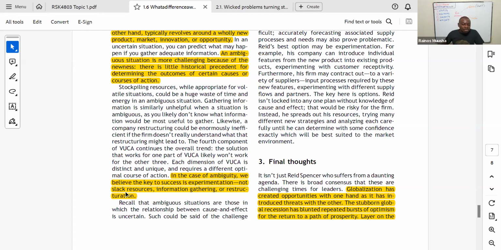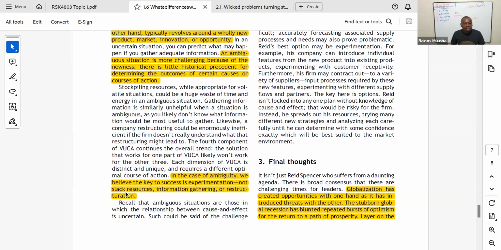That's why you see all these vaccines that were introduced, because it was a totally new situation that they were basically facing. You saw that they were giving you percentage success: this one is a 60% success rate, this one is a 90% success rate, this one is a 75% success rate. It's all because of experimentation. So which means we are facing a situation of ambiguity.